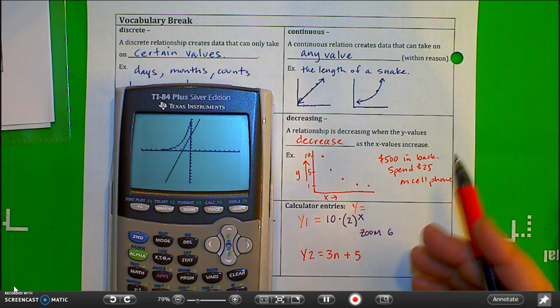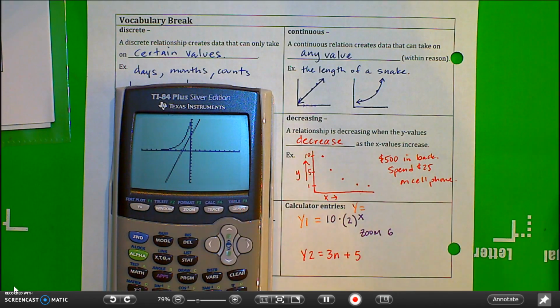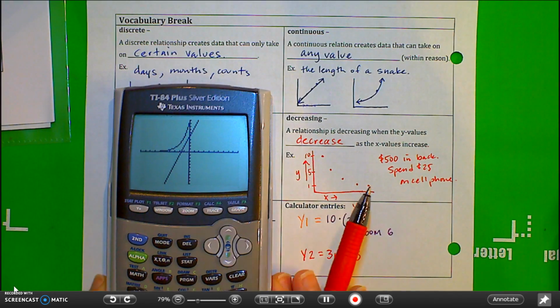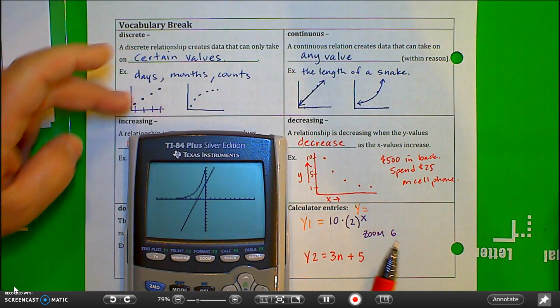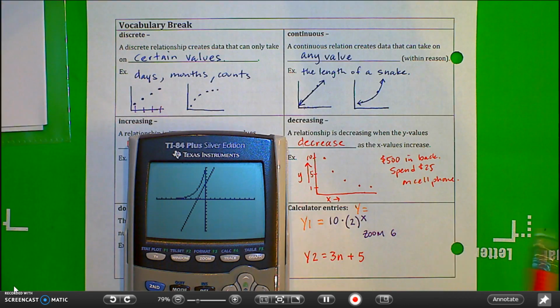Now, your calculator doesn't really understand the difference between continuous and discrete, so you need to keep that in mind. It's going to graph a continuous function. If it needs to be a discrete graph, then you need to take care of that kind of manually when you're creating the graph on your page.